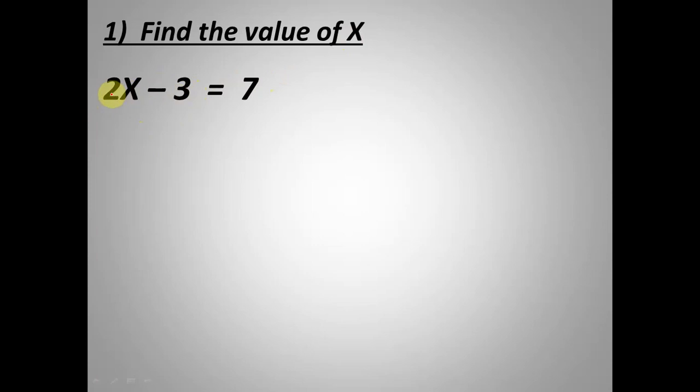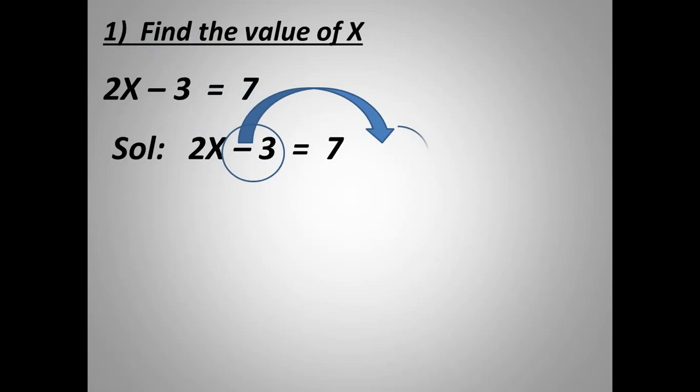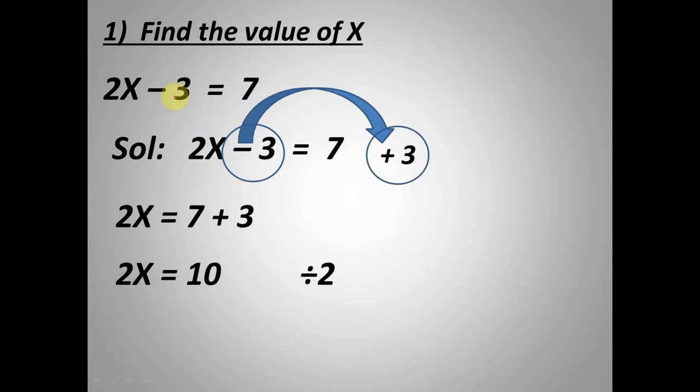2, move it second. In the first step, we move negative 3 to the other side in the form plus 3. We get 2x equals 7 plus 3, 2x equals 10. Then we divide both sides by 2. X equals 10 divided by 2 equals 5, and then we solve the equation.